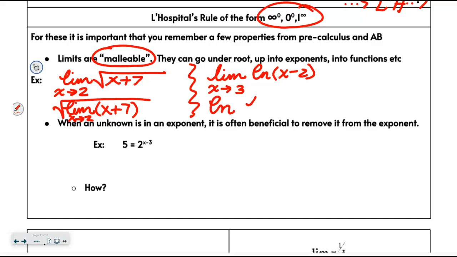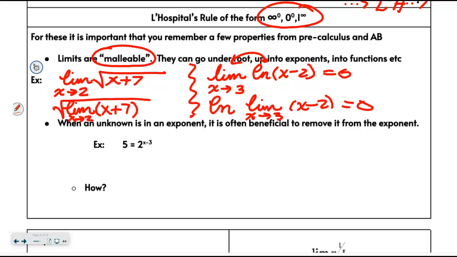And then I could do it of the limit as x approaches 3 of x minus 2. These limits are super forgiving. They can go in and out and up into exponents. When I do this, I would do my limit first, and I would get 1, and then I take the natural log. For both of these, though, I get 0. You agree? Right?